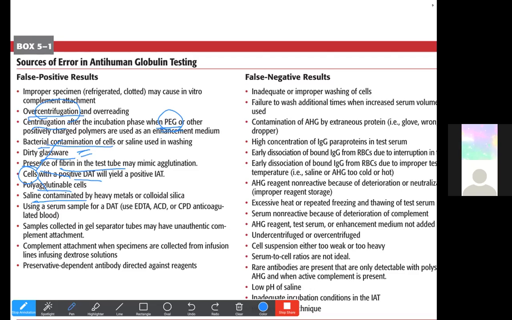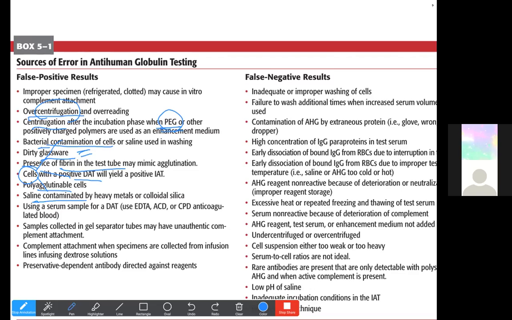So the false positive results can be due to turbidity in the reaction mix, which can be due to bacterial contamination, or fibrin in the test tube, or contaminants like colloidal silica or heavy metals, and others which may be in the saline. Then there may be certain cells which are polyagglutinable, or which are DAT positive, and they are yielding a positive IAT.